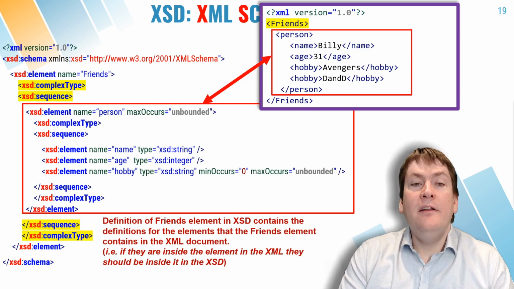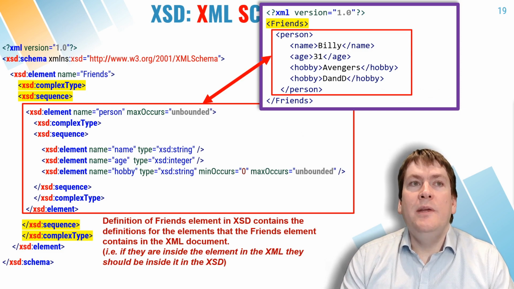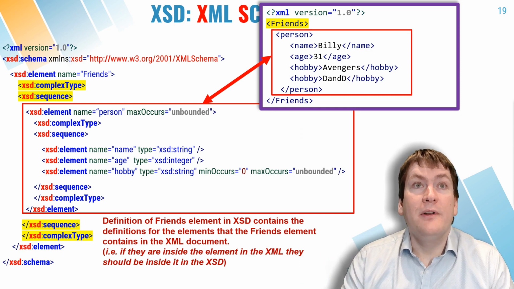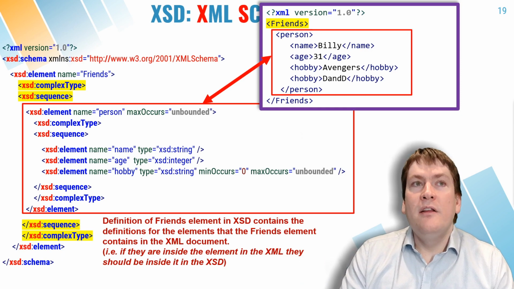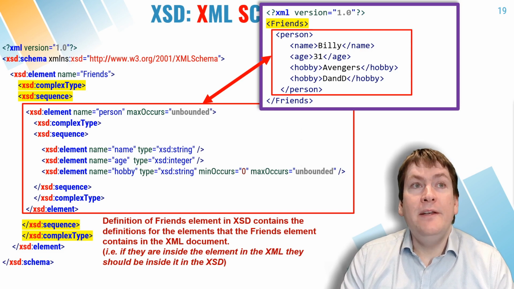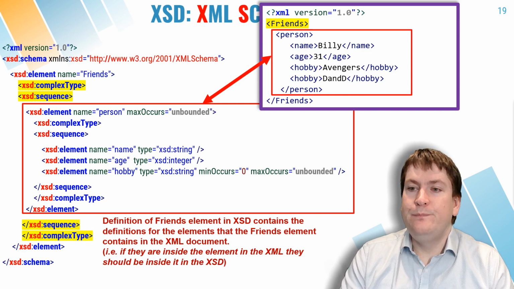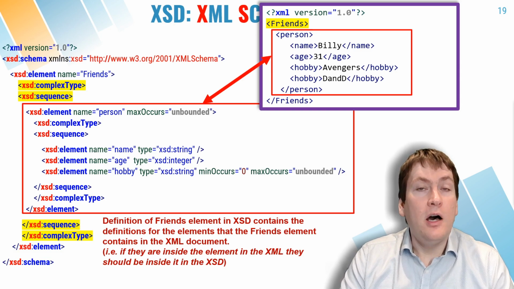Inside these tags, we're going to define all the other elements that are going to occur in the actual example up here, the friends one. Since friends is the root element, all the other tags are going to be defined inside of the friends element. In this case, those would be person, name, age, and hobby.